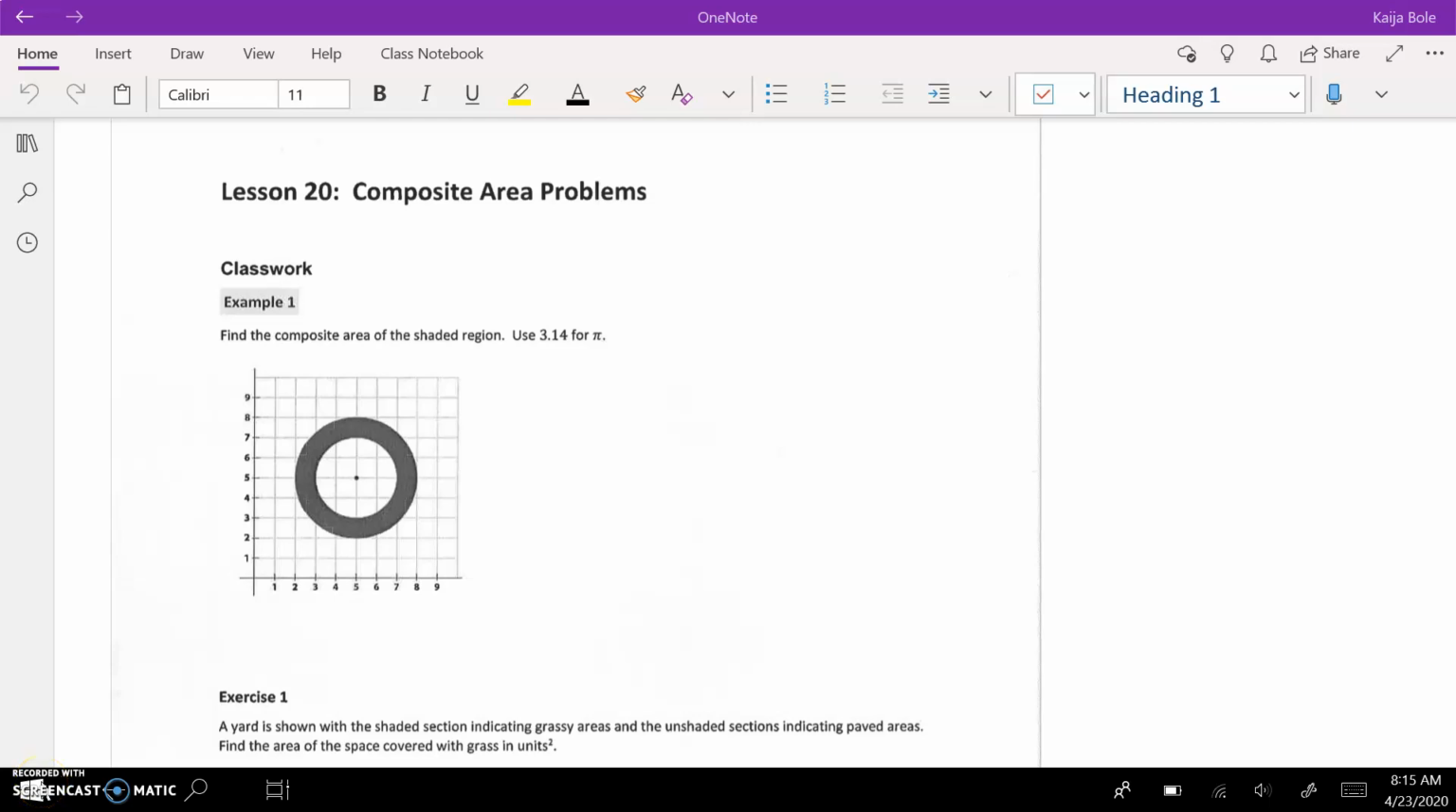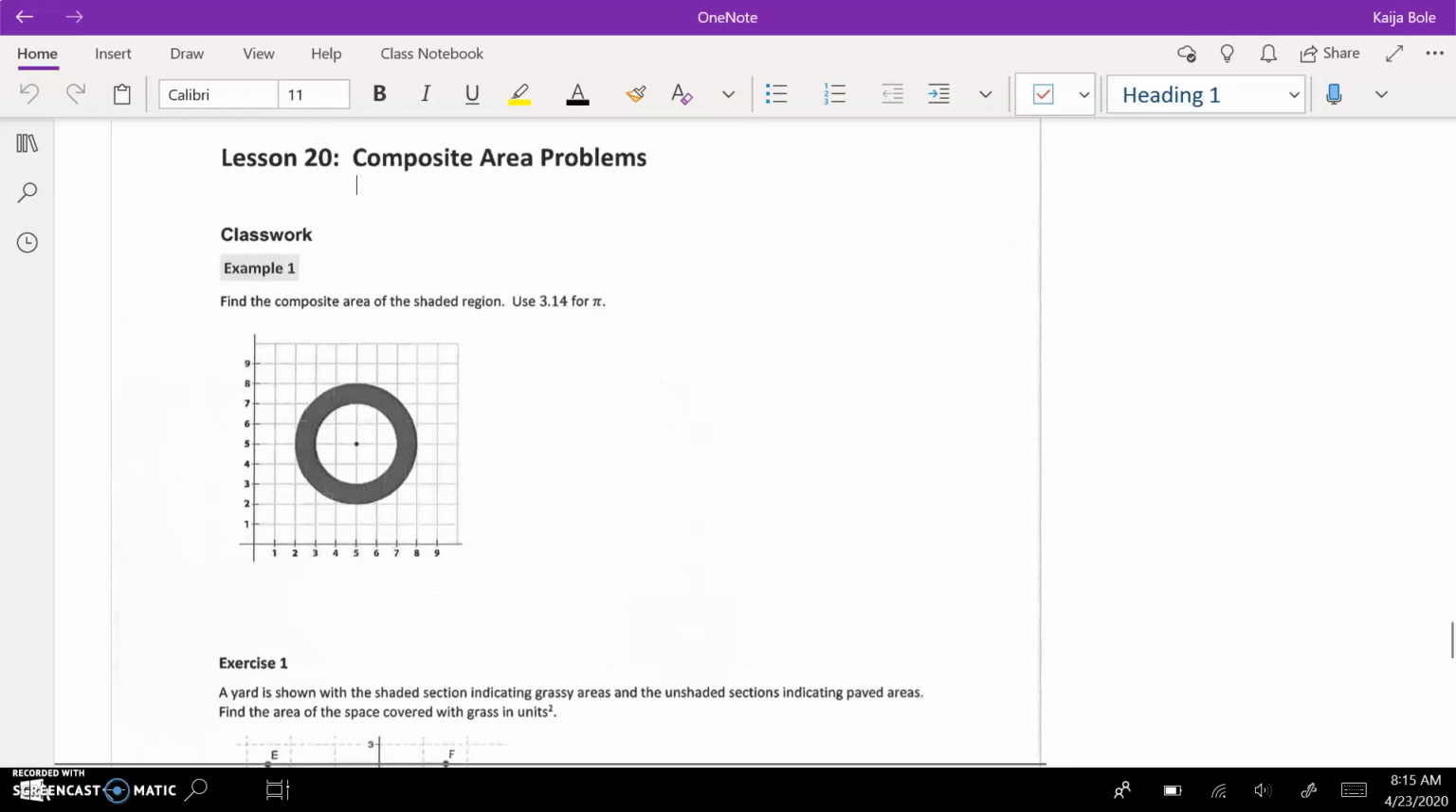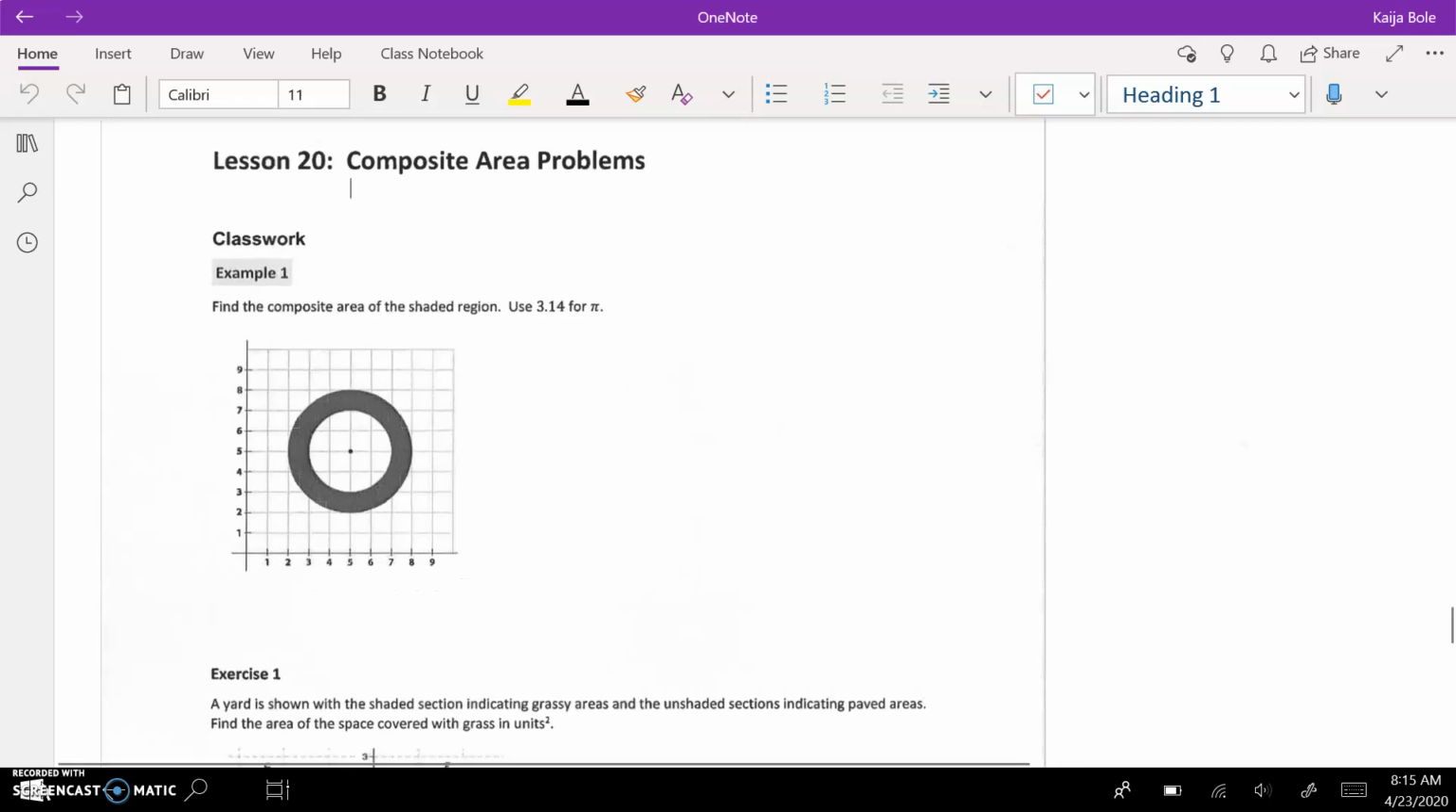Alrighty, here we are on the notes for 6.20 composite area problems. If you remember, composite area is when there's more than one shape, so we have to do some breaking up to find the area of a shaded region in this case. Number one says find the composite area of the shaded region.